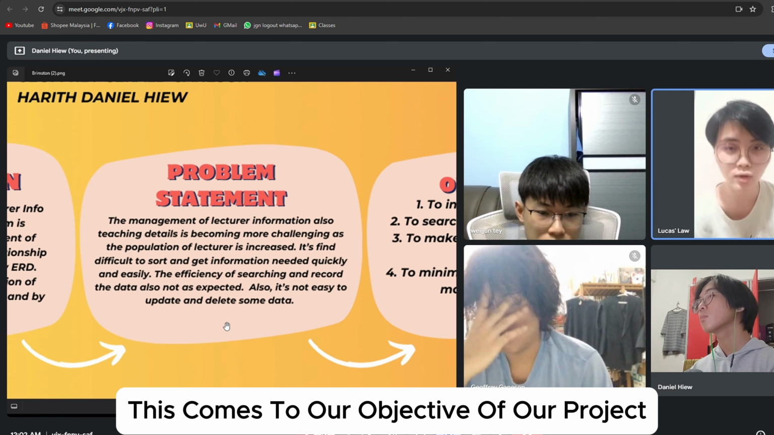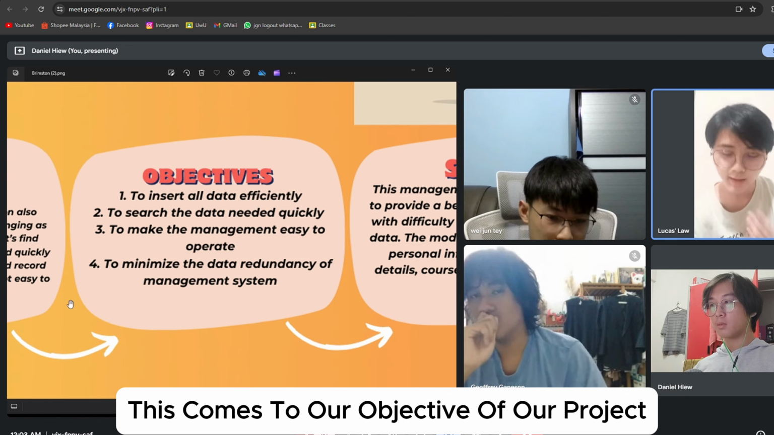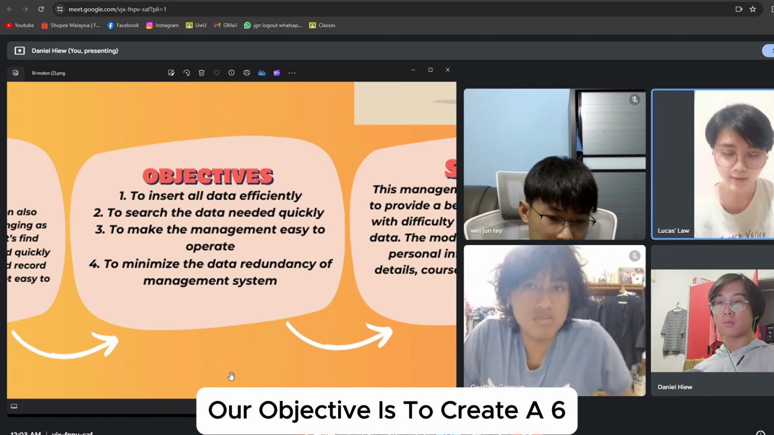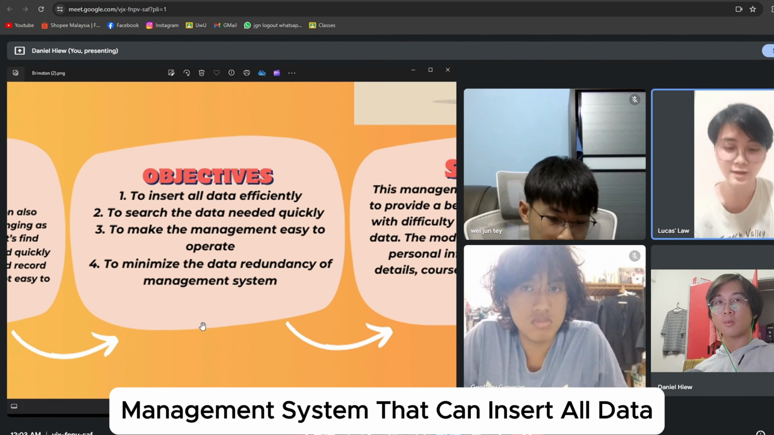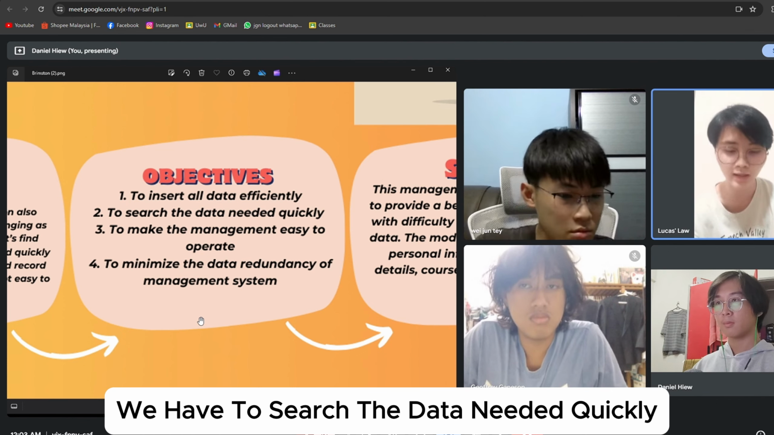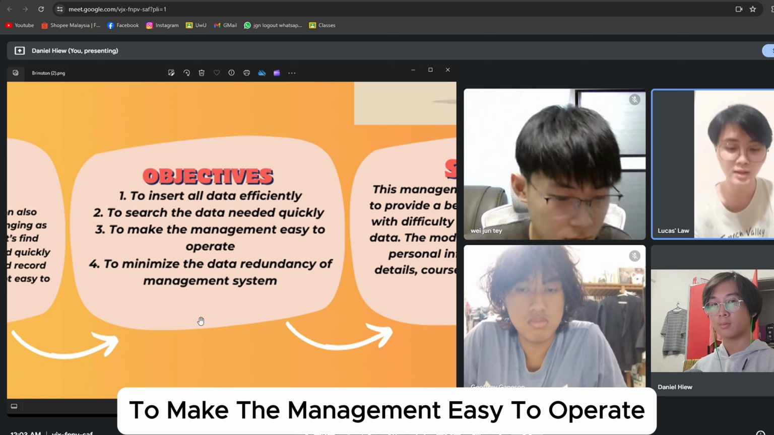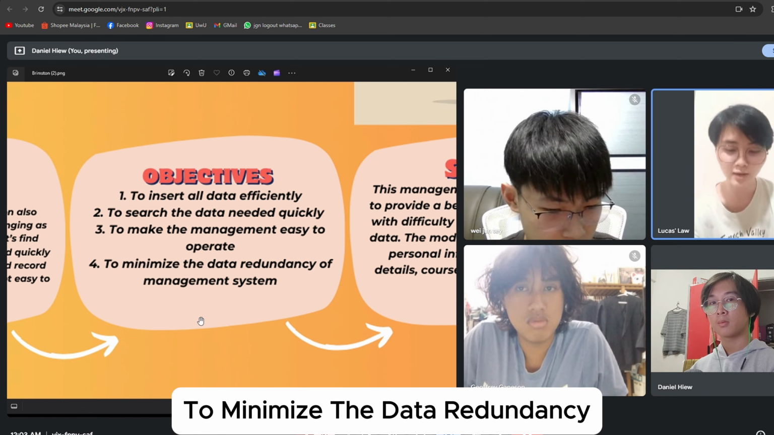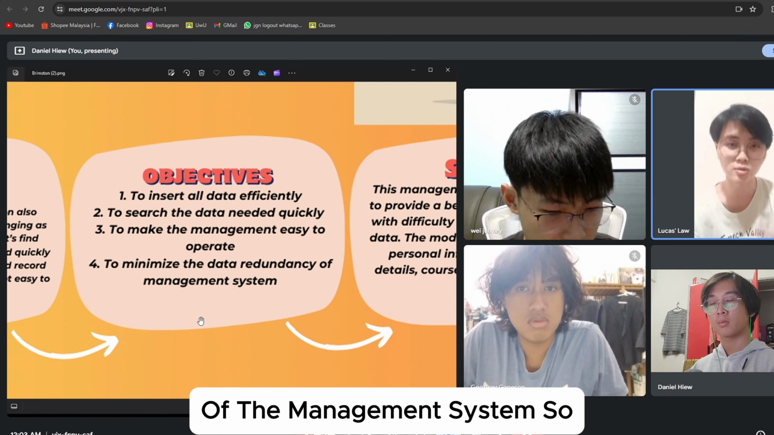This comes to the objective of our project. In our database project, our objective is to create a management system that can insert all data efficiently. And also, we want to search the data needed quickly to make the management easy to operate. Also, it is important to minimize the data redundancy of the management system.